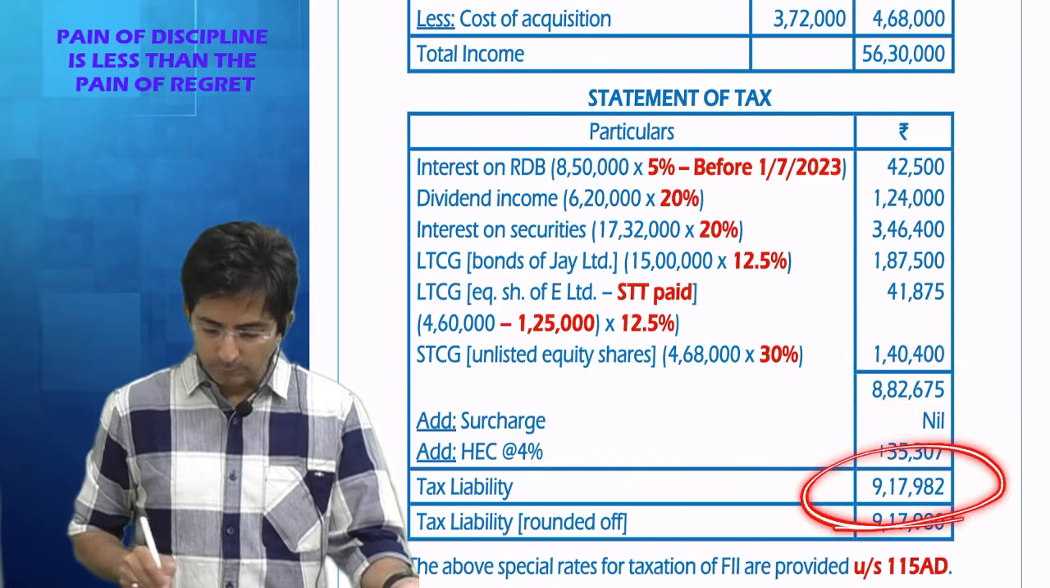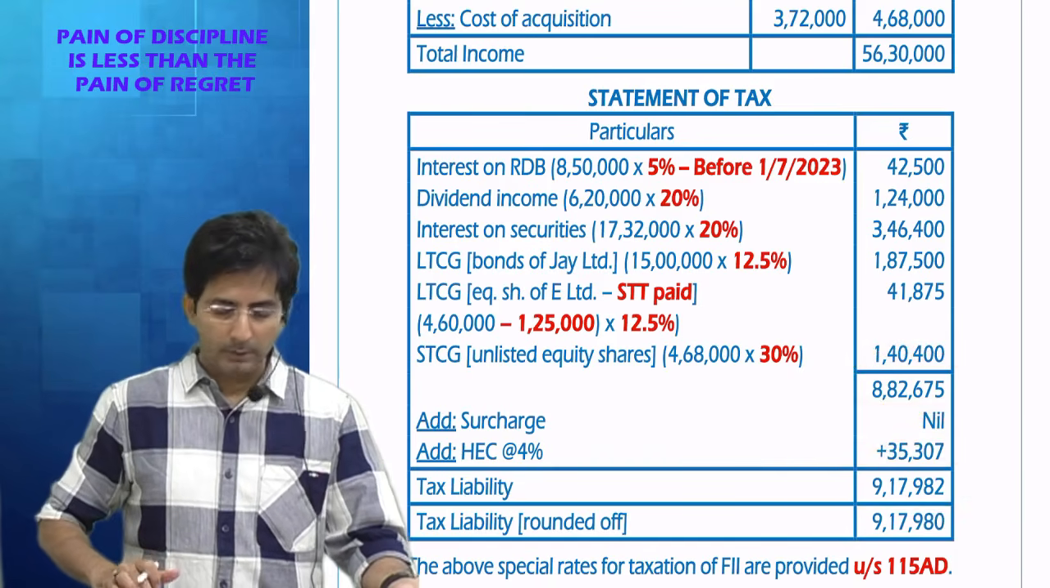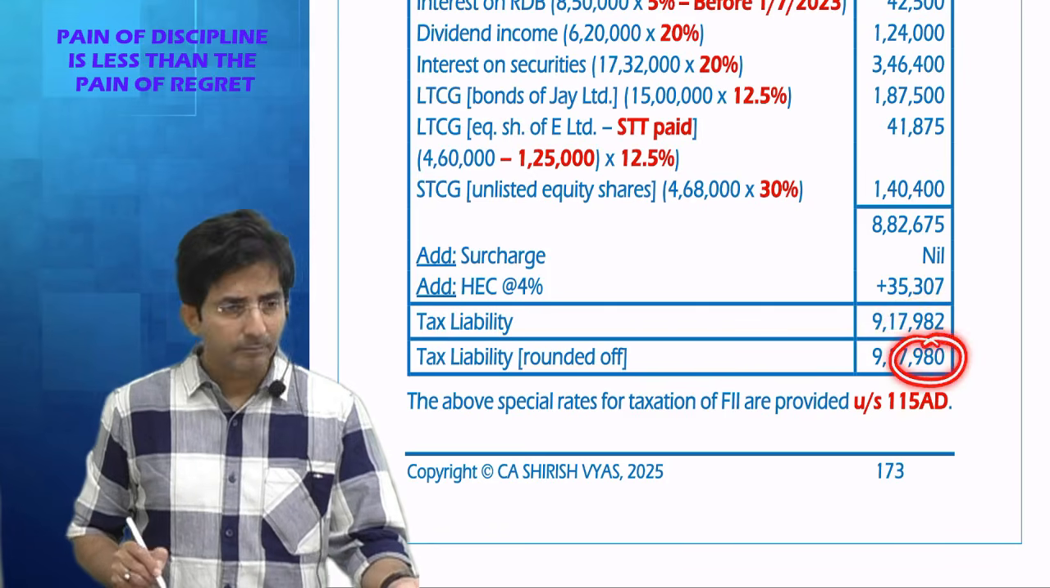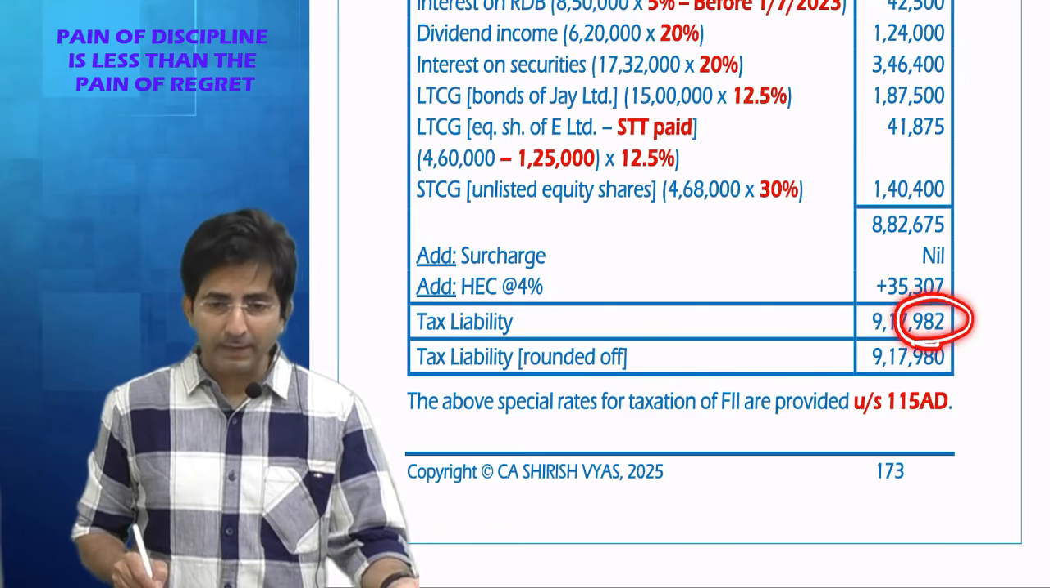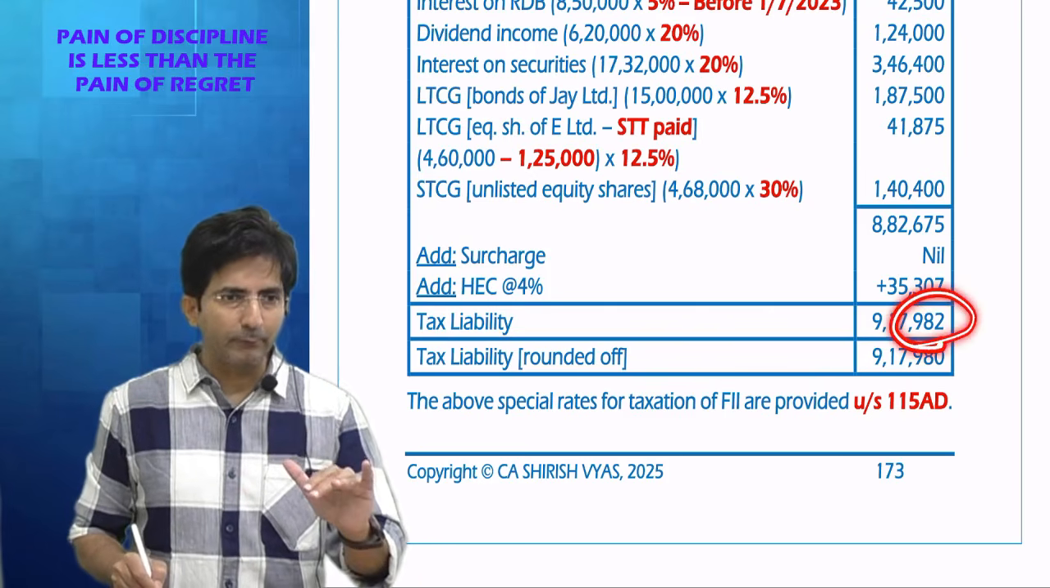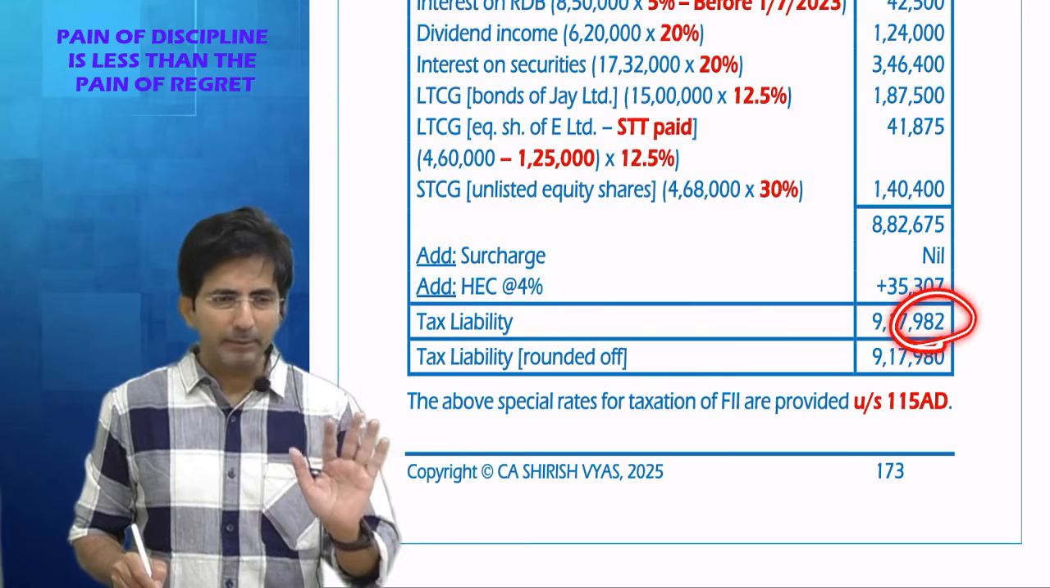So your tax comes to 917,982, and you can round it off to the nearest 10. 982 can be called 980. See, if it were 985 or more, then I would have made it 990. But here it is 82, less than 85. So it will be kept as 980 only.